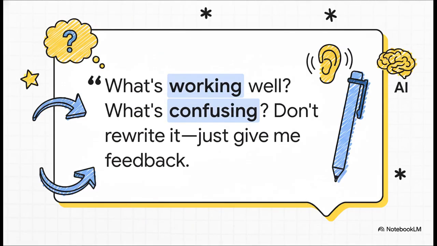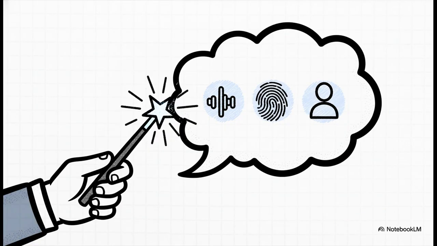Or here's another awesome prompt, this time for getting feedback. Instead of just saying, fix this, you ask the AI to act like a helpful tutor. What's confusing here? What questions do you have? That way, it gives you awesome advice, but you are still the one in the driver's seat making the changes. You're still the author.